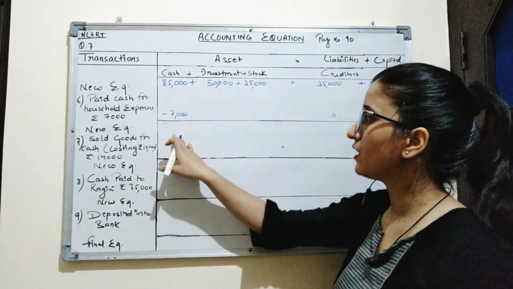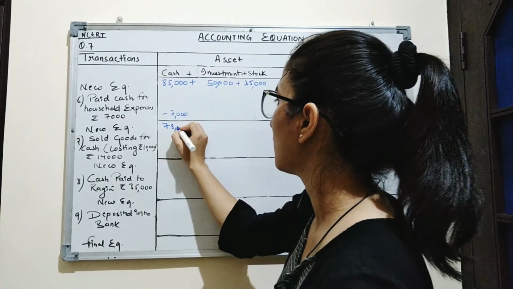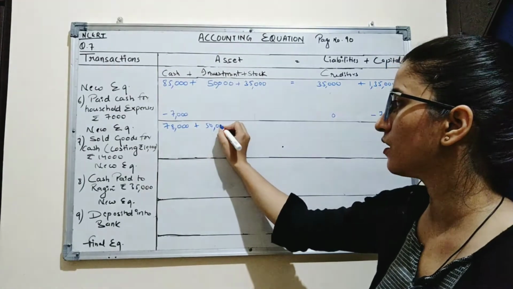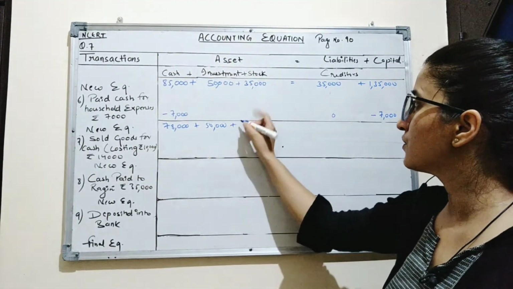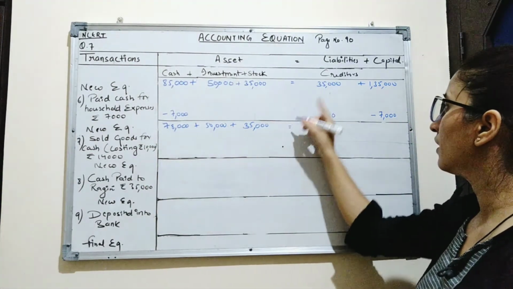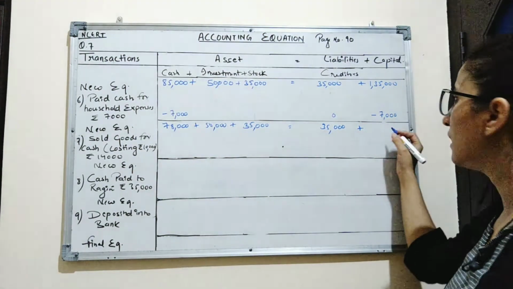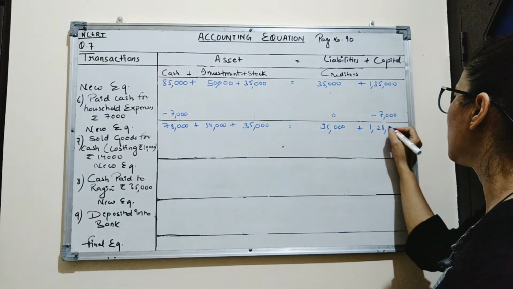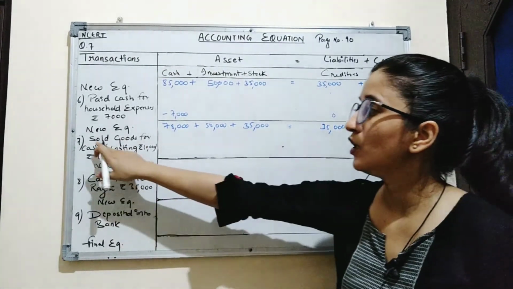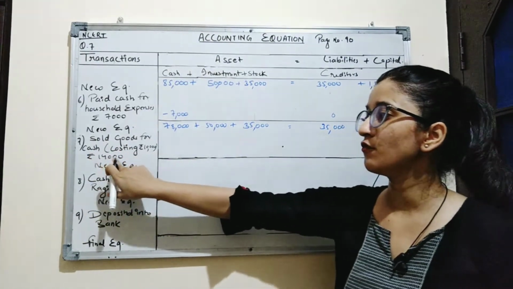So by deducting 7,000 from cash column, we will get cash amounting to rupees 78,000, investment 50,000, stock amounting to 35,000, creditors 35,000 and capital amounting to rupees 1,28,000. Moving on to the next transaction, which is sold goods for cash costing rupees 10,000, rupees 14,000.